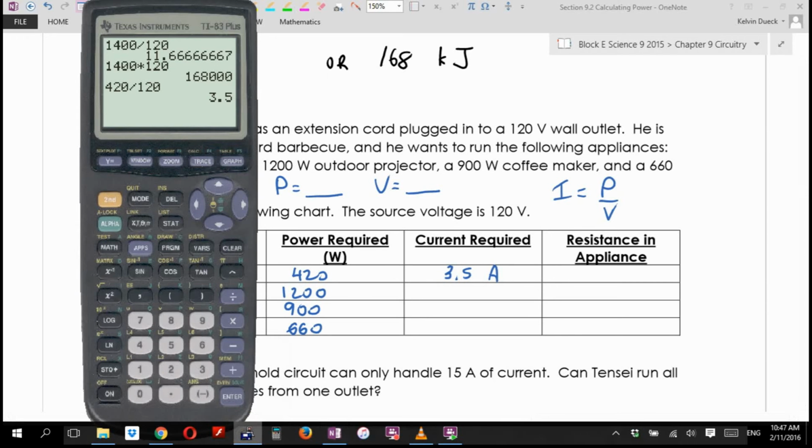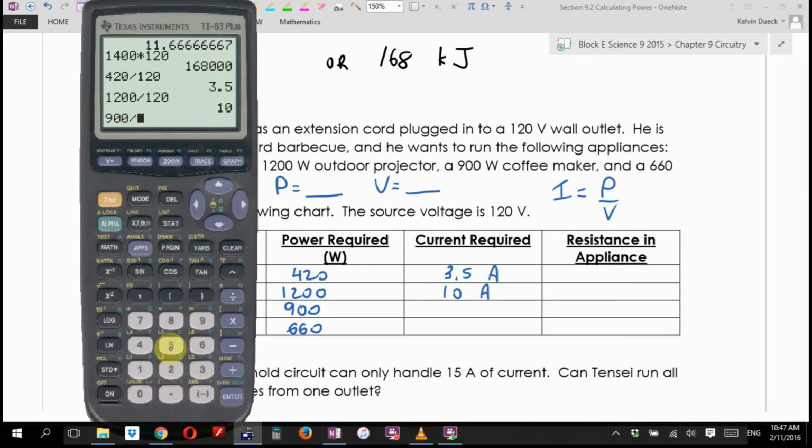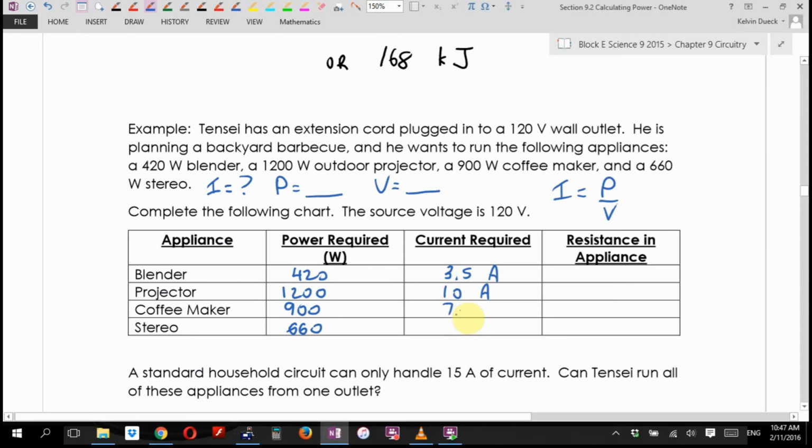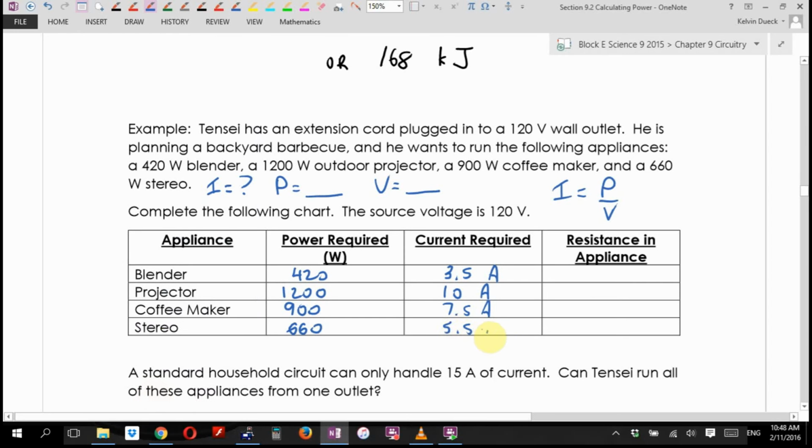The projector is going to be 1200 divided by 120, so 10 amps. The coffee maker is going to need 900 divided by 120, 7.5 amps. And the stereo is going to be 660 divided by 120, 5.5 amps. Okay.